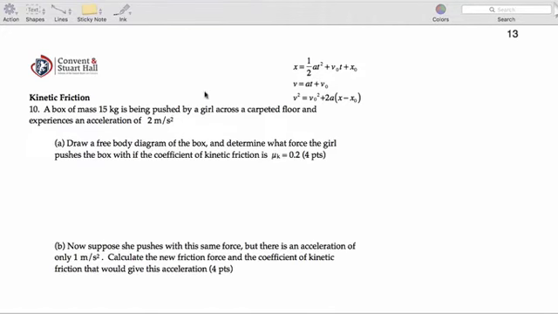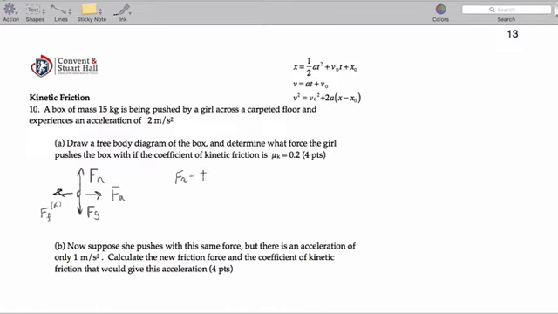All right, so number 10, we're going to draw a free body diagram of this box, with some kind of applied force and a friction force. It is moving, so I will actually label this as kinetic friction. Now, we're going to determine the pushing force by setting up the unbalanced force equation horizontally.